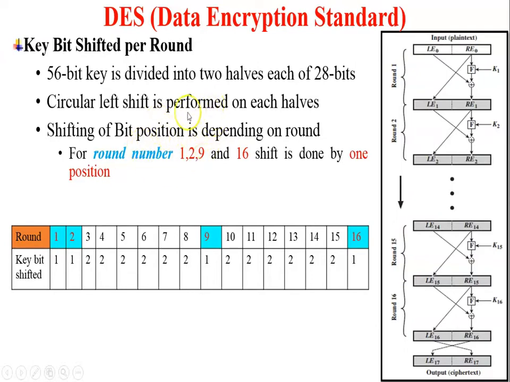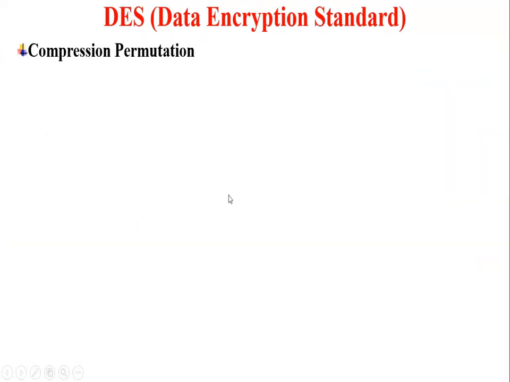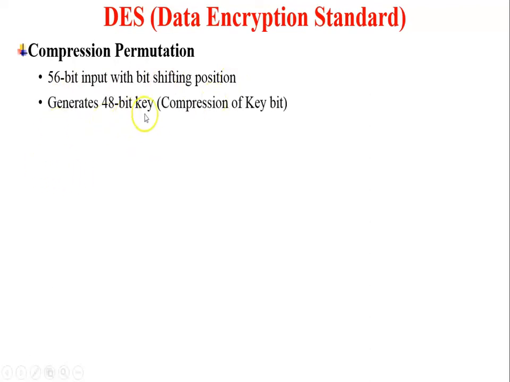Now discuss one by one. First one is key transformation. We have the 56 bit key as per the key discarding process. Now the 56 bit key is divided into two halves, each of 28 bits. So 28 plus 28 is the 56 bit key. Now circular left shift is performed on each half. So there are two halves, 28 and 28, and it performs circular left shift.